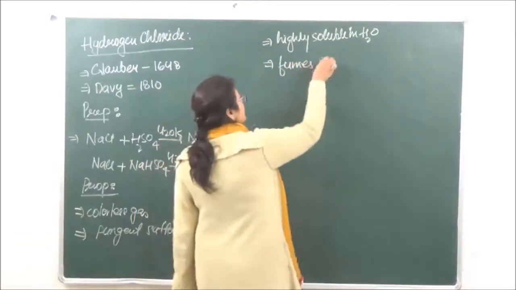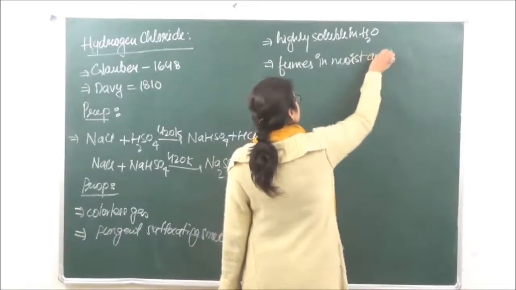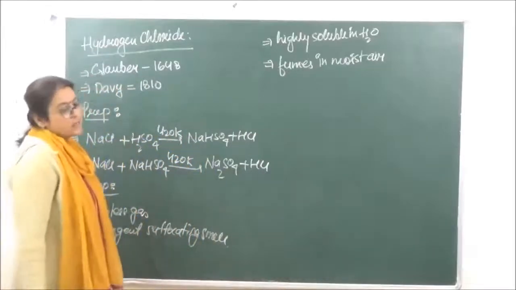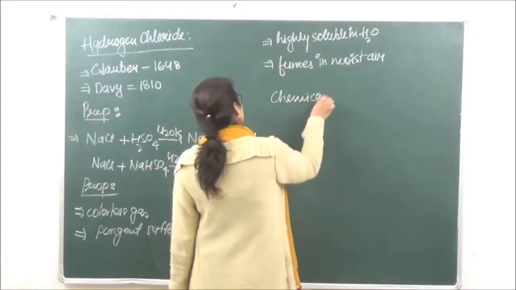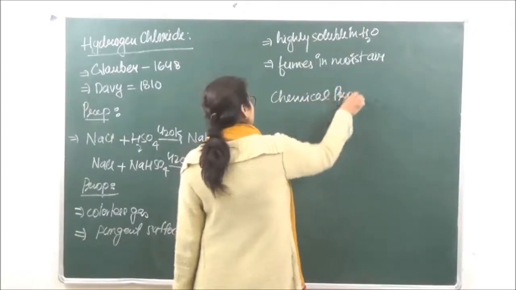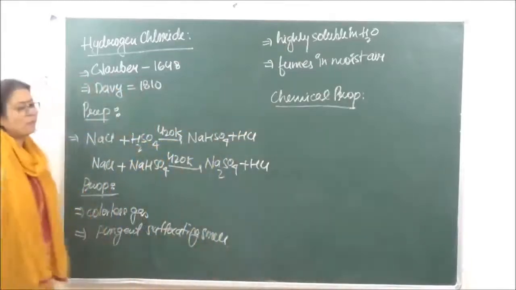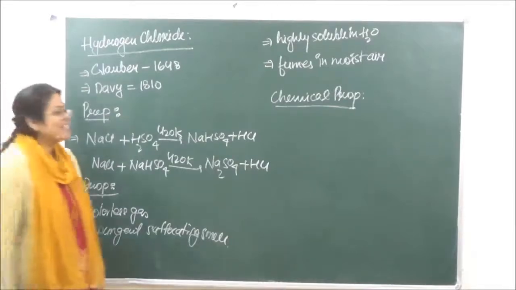It fumes in moist air. So these are the physical properties. Let's go on to the chemical properties now. When we are looking at the chemical properties of HCl, the first one is action with litmus.